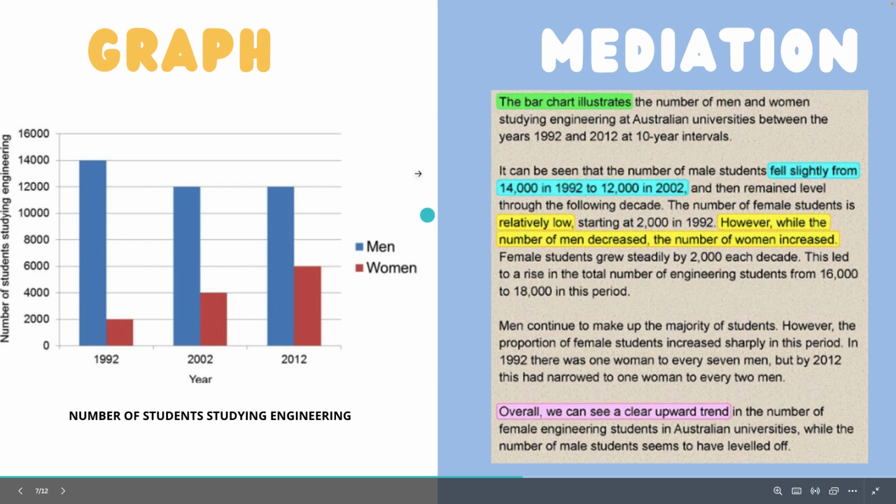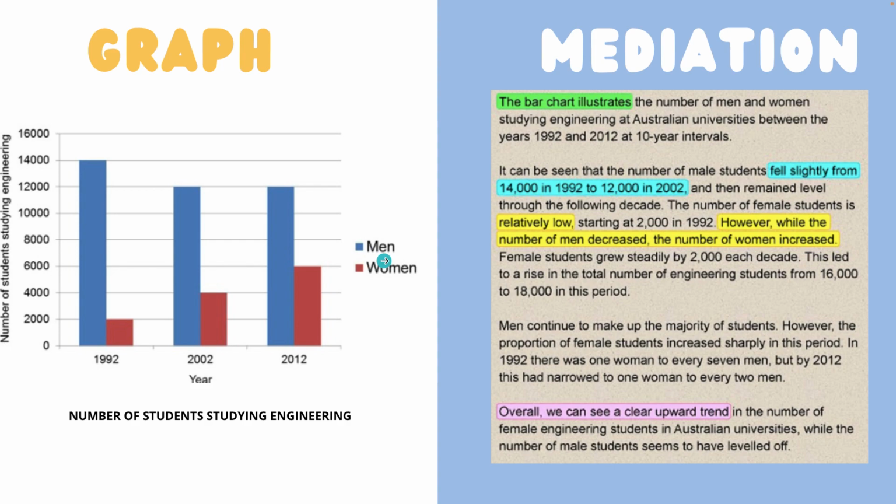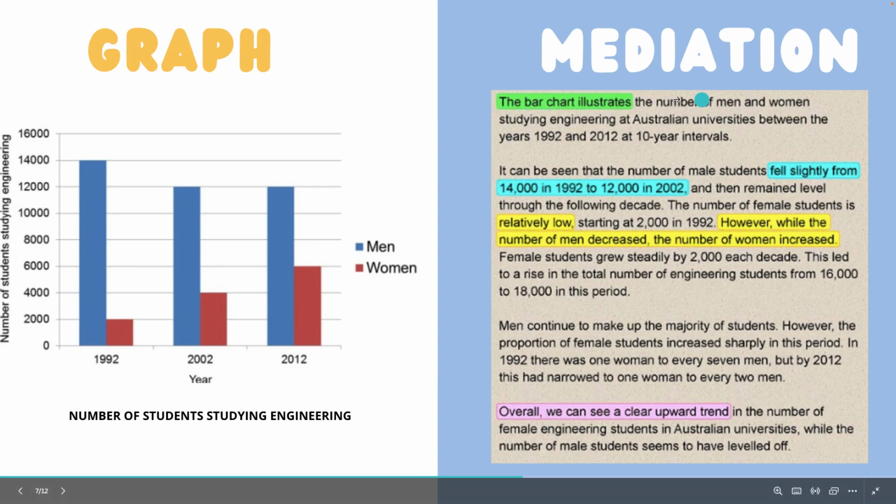Okay? Here we have an example of a written mediation. Here we have this bar graph with the number of students studying engineering. Okay? And we have men, women. Here we have the number of students studying engineering. And here we have an example of a written mediation.